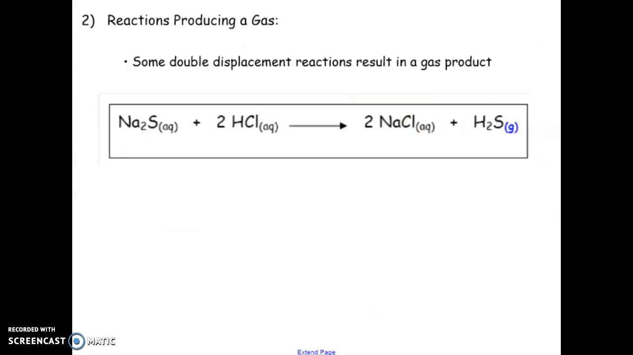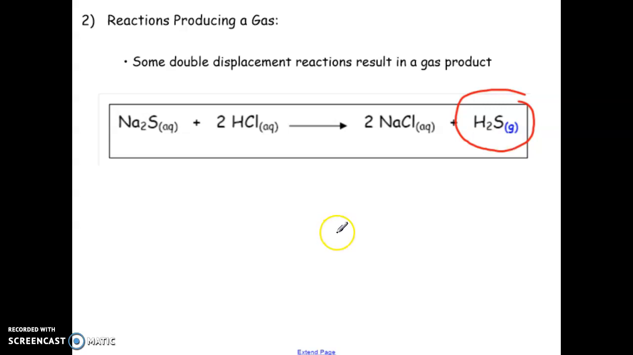Here we have an example where we have a gas as a product. So here we have a double displacement with sodium sulfide and hydrochloric acid. What's happening here is the sodium is now with chlorine, which is aqueous, and hydrogen sulfide is a gas. Now, this is an example of a gas that I would not expect you to know, okay?